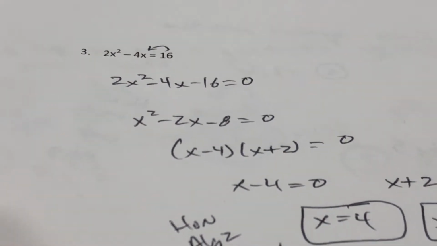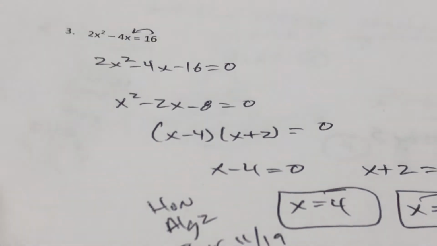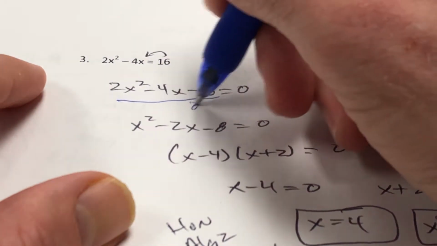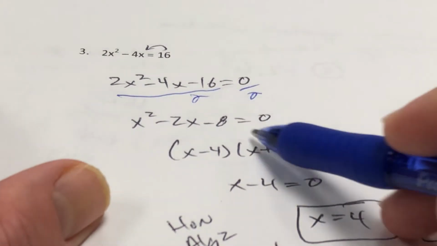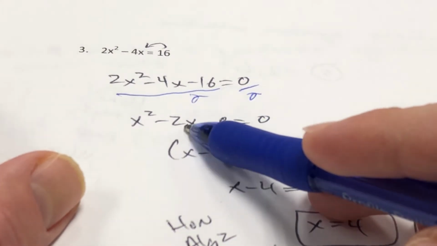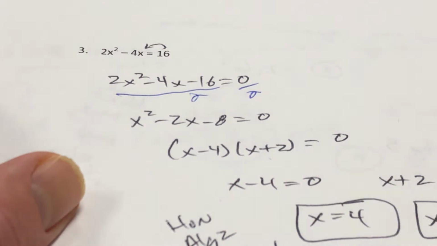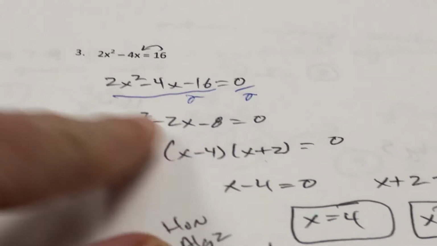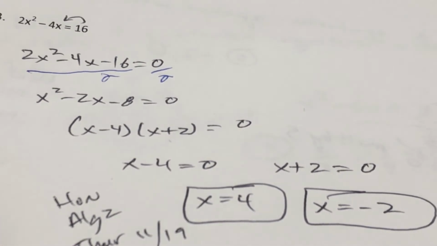All right. On this next page, page 24, let's do number 3 here. So move the 16 over and then divide everything by 2. Now we can do easy factoring. Multiplies to 8, differs by 2. X minus 4, x plus 2 is 0. Cover up method, x minus 4 is 0. X plus 2 is 0. Those are my 2 nice solutions.